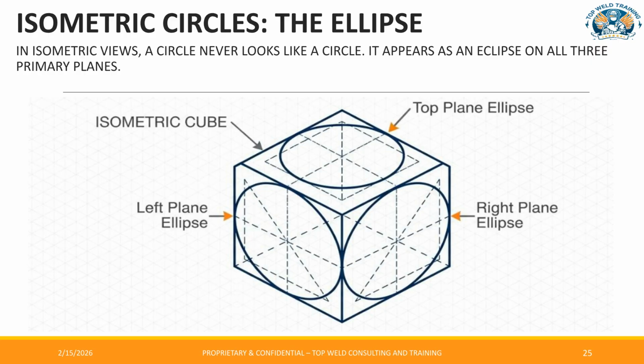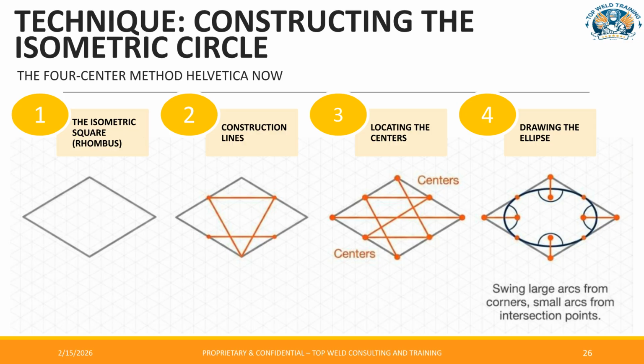They appear as ellipses on all 3 primary planes. Understanding this distortion is key to accurately representing cylindrical features in your 3D sketches. To construct an isometric circle, use the four-center method. Start by drawing the isometric rhombus, lay out your construction lines to locate the four centers, and then draw the elliptical arcs step by step for a professional finish.